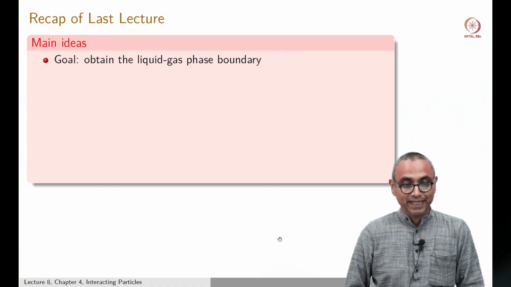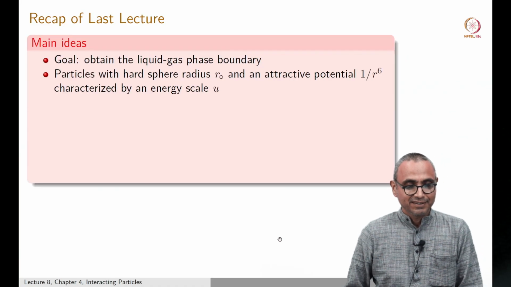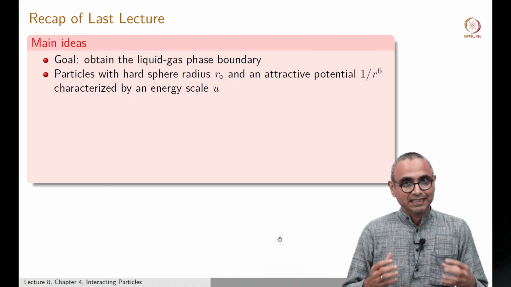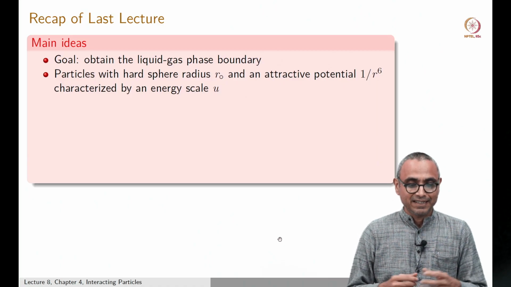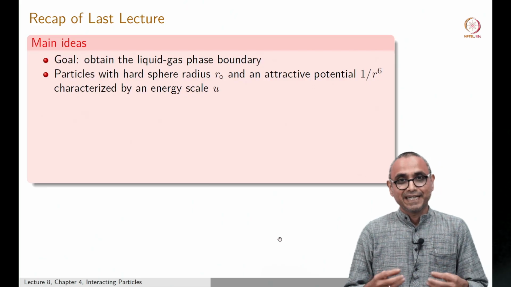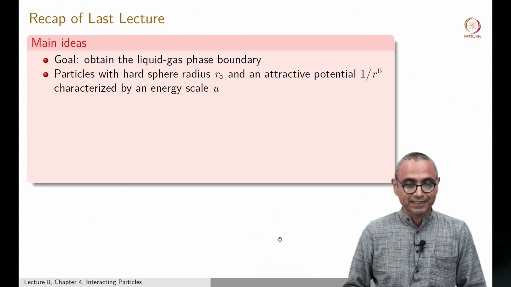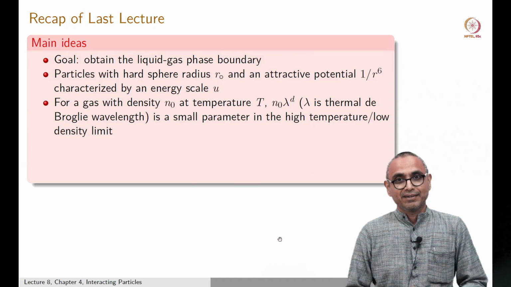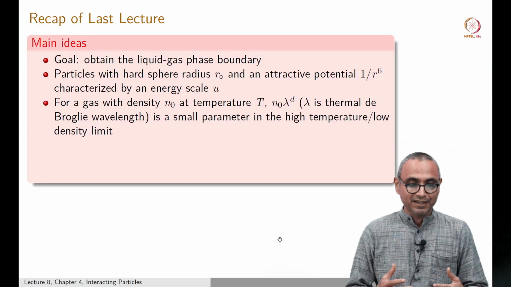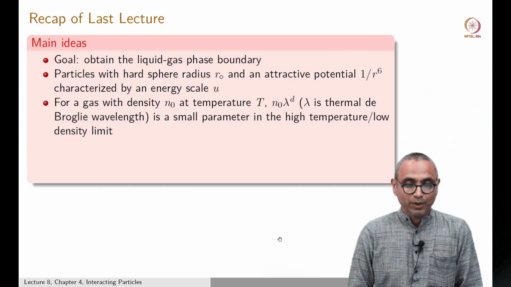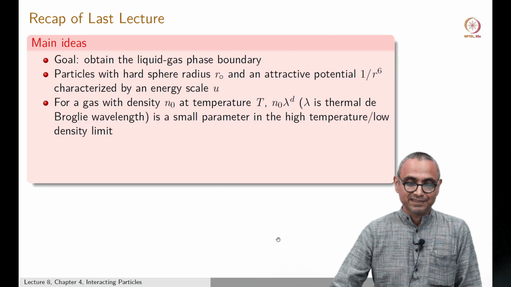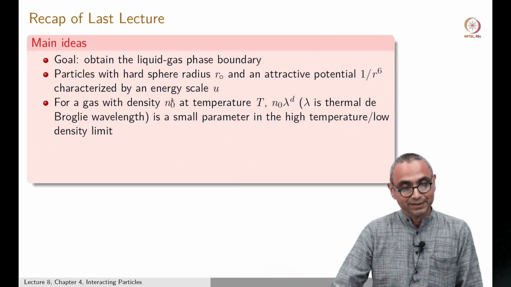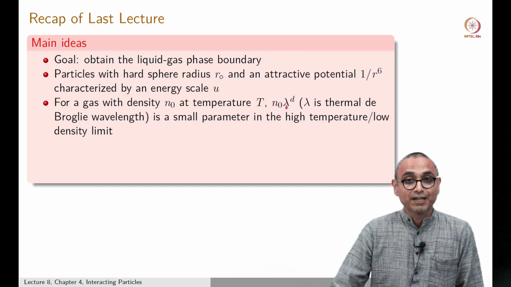Our goal was to obtain the liquid-gas phase boundary, and we started discussing a model which had hard sphere particles of radius r0 which were interacting with some 1 over r to the 6 potential determined by an energy scale u. We went on to see that if you are in the high temperature, low density regime, you have a small parameter in the problem, which is n naught, the density given to us, times the de Broglie wavelength to the power d.